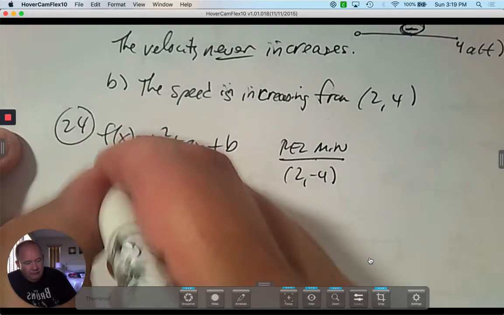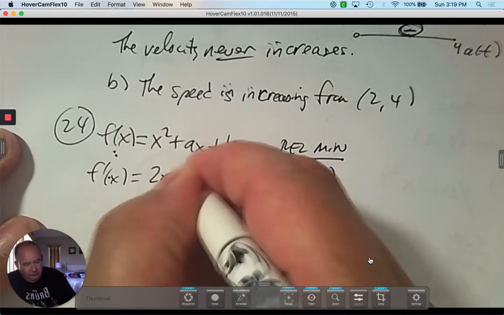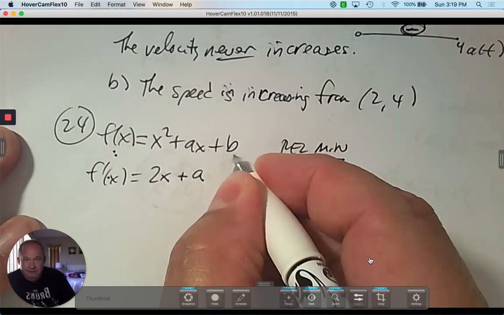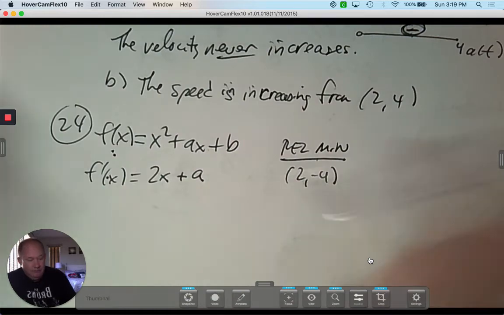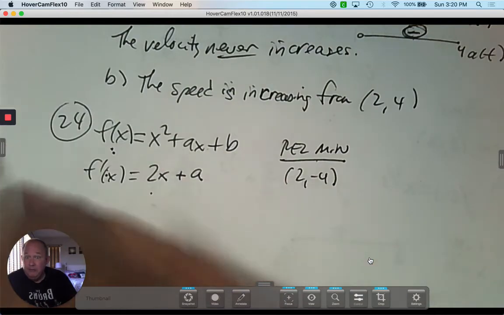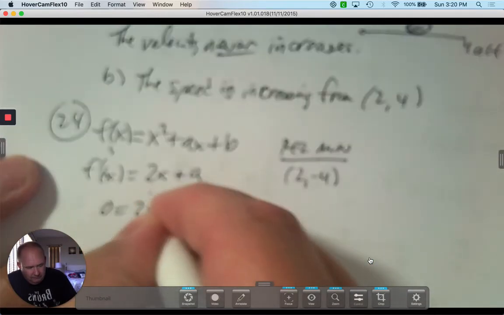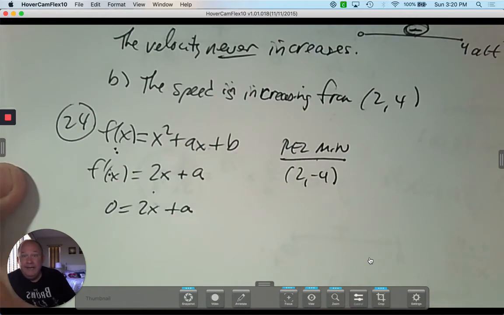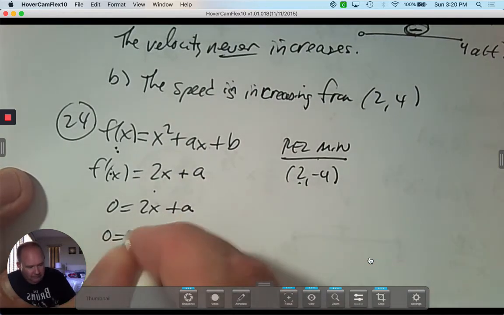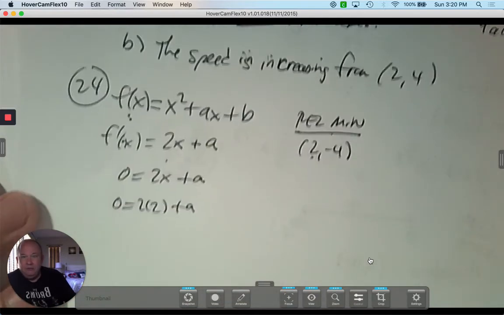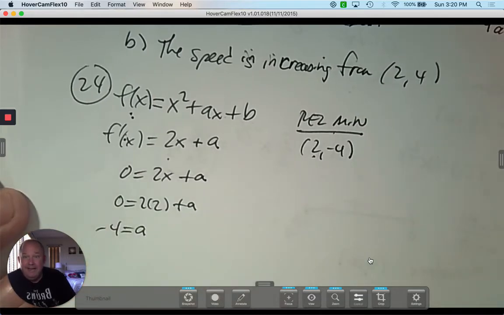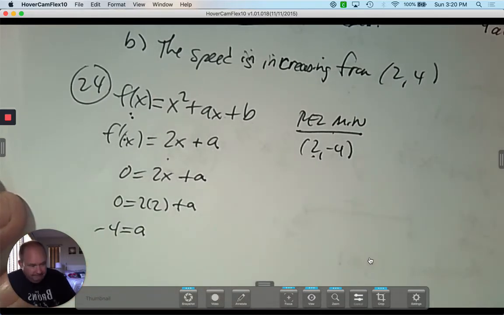If I take the derivative here, that's 2x. The derivative of ax is a, and the derivative of b, whatever the constant is, would be 0. Make this equal to 0, because when the first derivative is equal to 0, it can create either a max or a min. And we're going to solve for a. So the x coordinate is 2. If I plug in the x coordinate, can you solve for a? Subtract 4, and you can see that a is equal to -4.